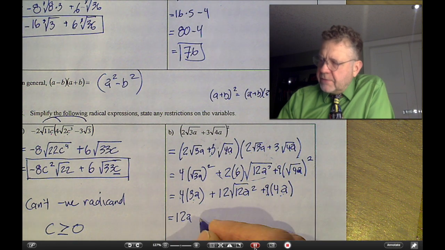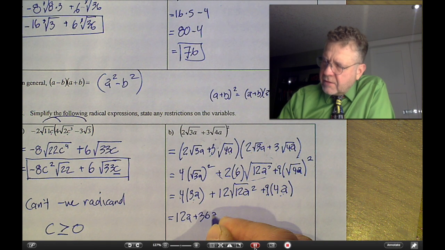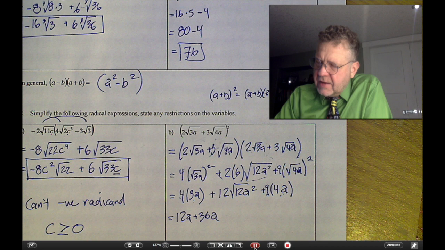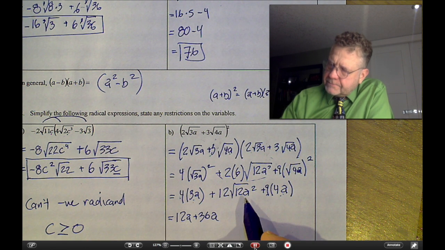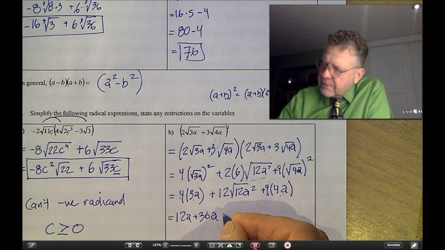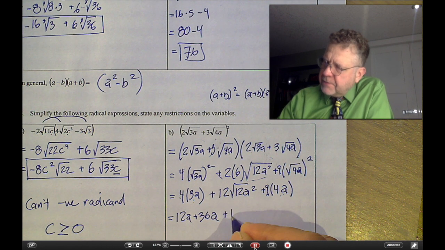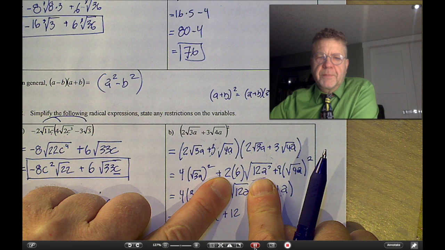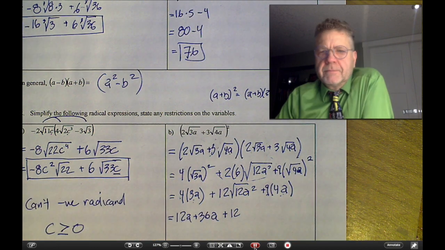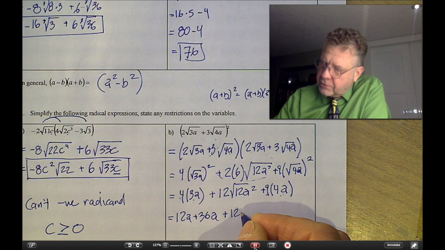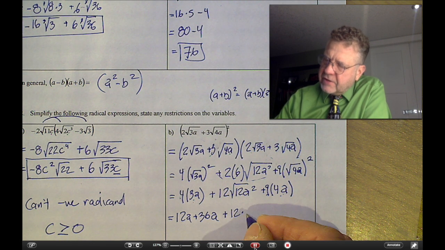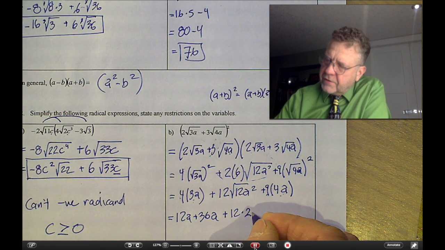9 times 4 is 36. Okay, so there's all my a's together. And take a look at this now. I'm going to keep the 12, but you have to ask yourself, are there any perfect squares hidden in 12a? You see the 4? Is 4 a perfect square? It sure is. So if I take the 4 out of here, it's going to become a 2. And you'll be left with 3.